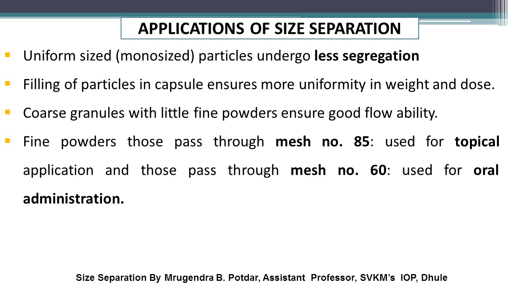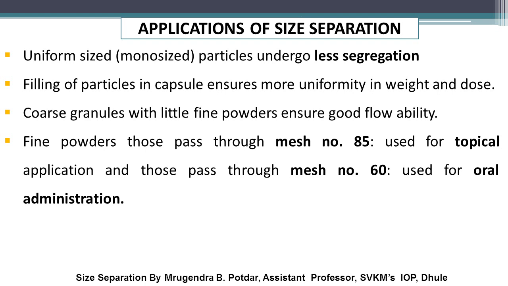Fine powders are those which pass through mesh number 85, used for topical applications, and those which pass through mesh number 60 are used for oral administration. So fine powders are decided as per the route of administration of the drug. If it is used topically, then the particle size for fine powder is mesh number 85, and if it is used for oral administration, then the particle size is 60 mesh.